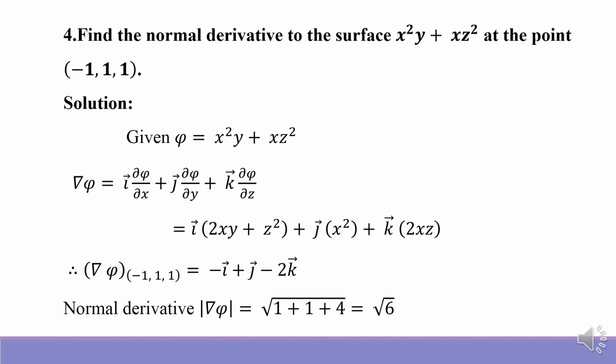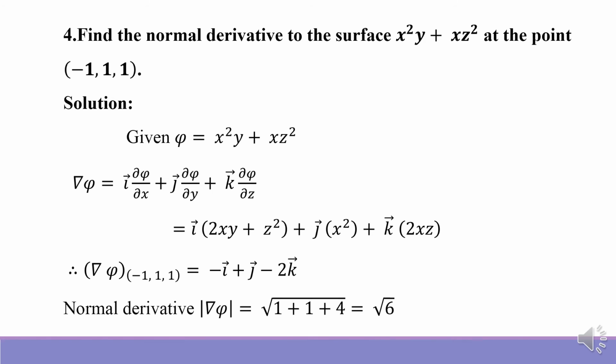Then next question: find the normal derivative to the surface x square y plus x z square at the point. Here normal derivative means find modulus of del phi. Here the surface is given, phi equals x square y plus x z square. Then find del phi. Del phi means grad phi.